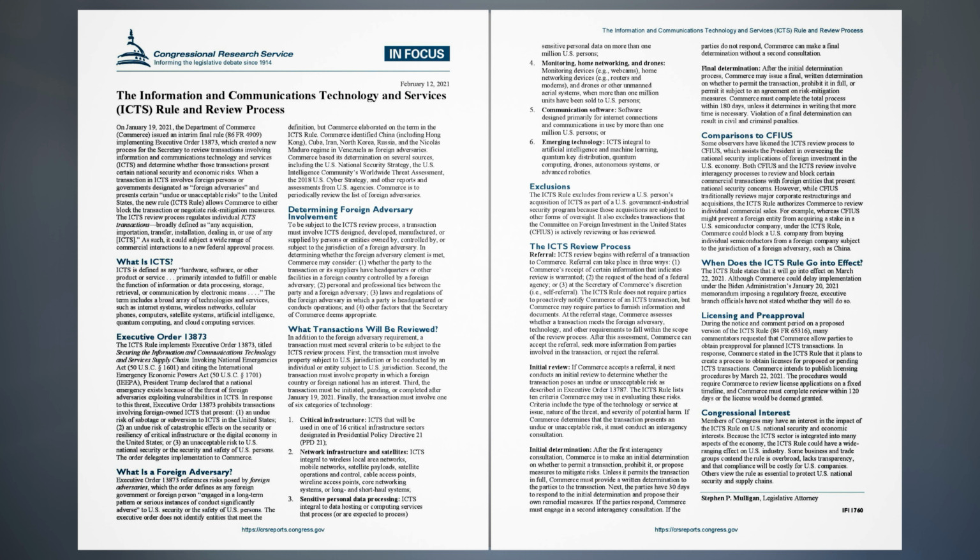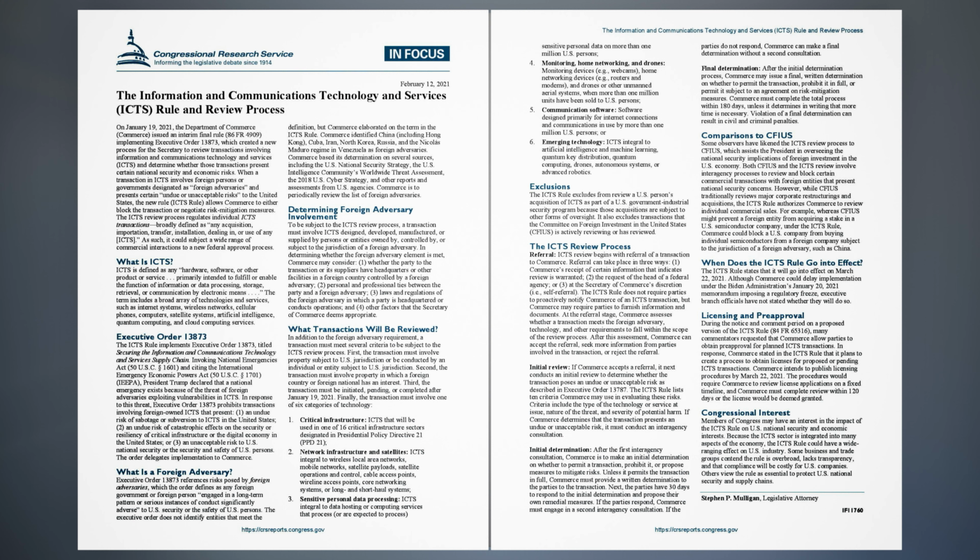Initial review. If Commerce accepts a referral, it next conducts an initial review to determine whether the transaction poses an undue or unacceptable risk as described in Executive Order 13,787. The ICTS rule lists 10 criteria Commerce may use in evaluating these risks. Criteria include the type of the technology or service at issue, nature of the threat, and severity of potential harm. If Commerce determines that the transaction presents an undue or unacceptable risk, it must conduct an interagency consultation.